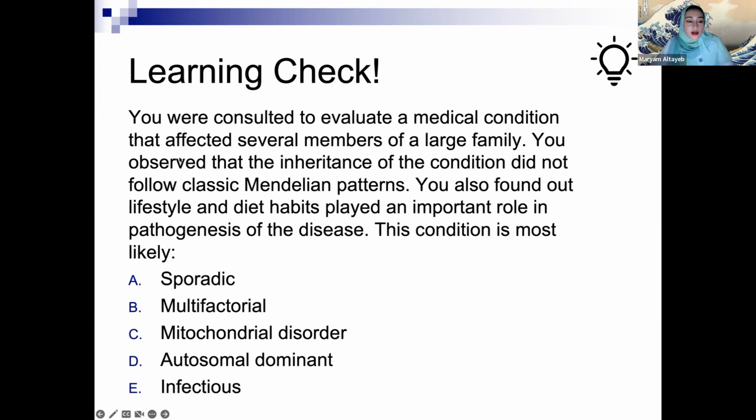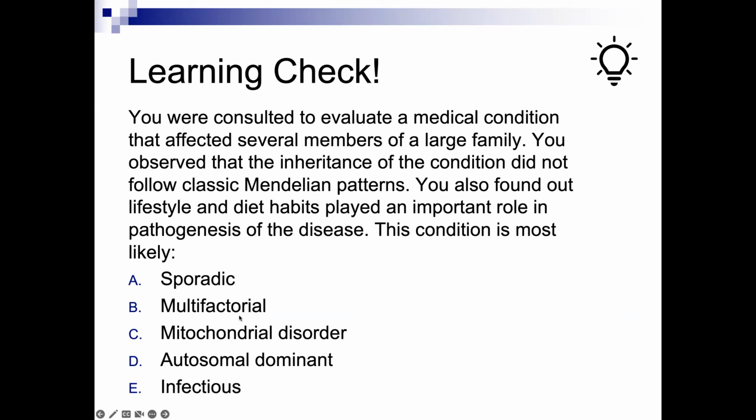Okay. So now we look at this question. You were consulted to evaluate a medical condition that affected several members of a large family. You observed that the inheritance of the condition did not follow classic Mendelian patterns. You also found that lifestyle and diet habits played an important role in the pathogenesis of disease. This condition is most likely sporadic, multifactorial, mitochondrial disorder, autosomal dominant, or infectious.